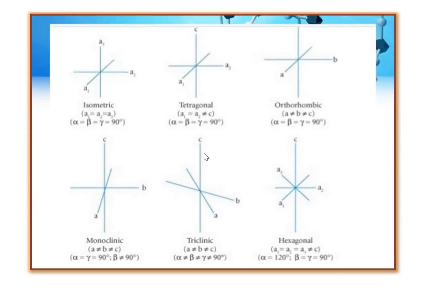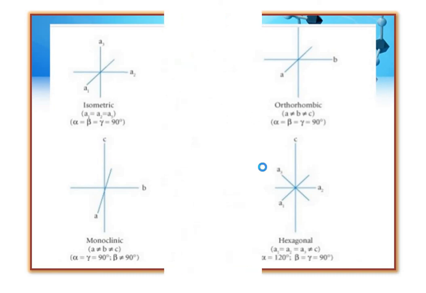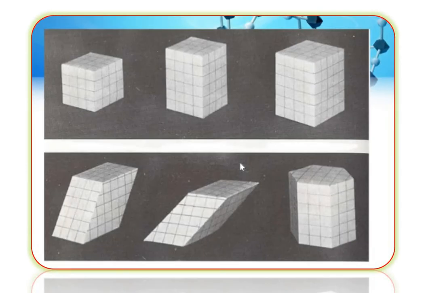Now, these are the schematics of what I explained already. These show schematically the lengths of the axes and the angles made by the axes. Then these are the schematics: simple cubic, where all are equal in length, tetragonal, then orthorhombic, monoclinic, triclinic and hexagonal. It looks likewise.